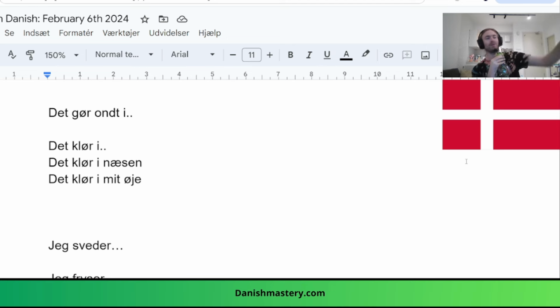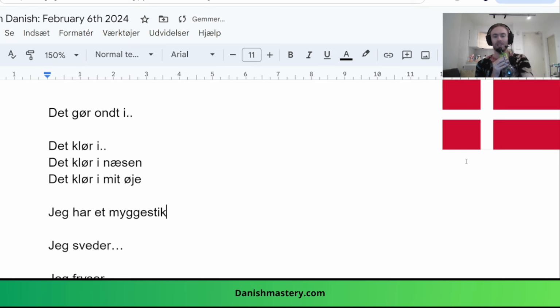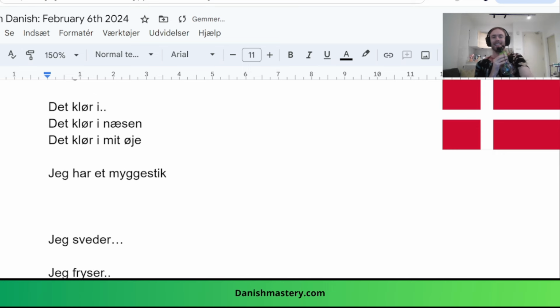Yeah, and a little bonus info. Klø is both itch and scratch, no pun intended. Ikke? Så jeg klør mig her, jeg klør, the action, but it's also the feeling that is itchy, så det klør. But you'll know from context. Ikke? Lad være med at klø, ikke? Don't scratch it. Jeg har et myggestik, mosquito bite, that's actually a good one. Jeg har et myggestik, yeah, right? That's what it is. Jeg har et myggestik, det klør så meget.